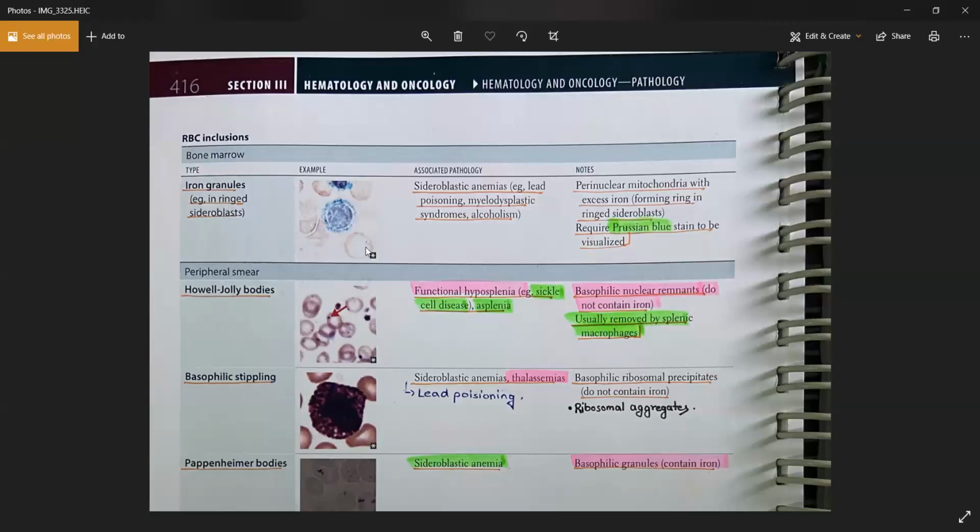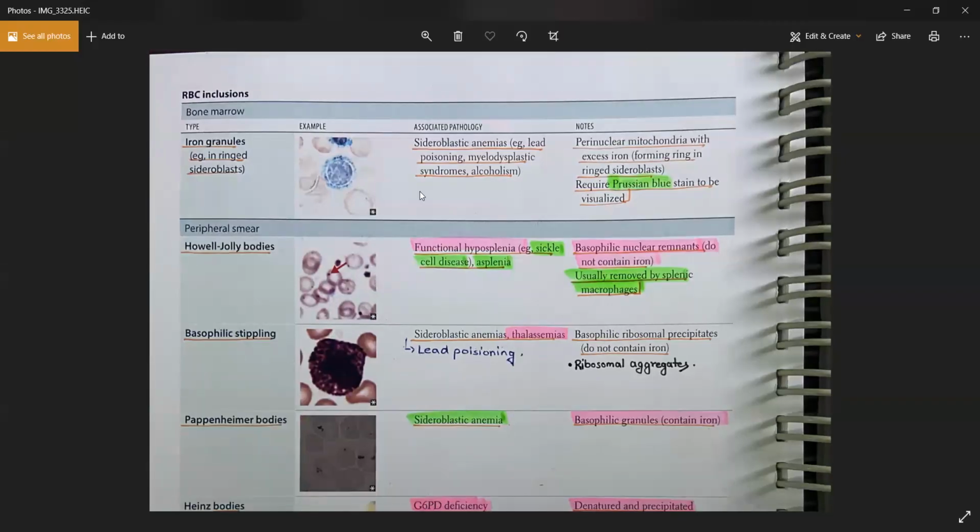So what will you find in the peripheral blood smear in a patient with sideroblastic anemia? The microcytes only. Yes, the microcytes. Okay. So whenever Step 1 asks you about this, make sure whether they're asking about the bone marrow or the PBS. If they're asking about the bone marrow, then only you will choose the ring sideroblast in the options. Otherwise not. And this is for the axis of iron deposition, right?